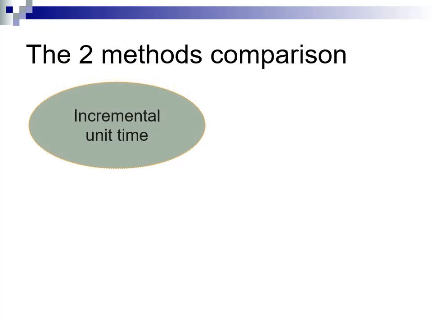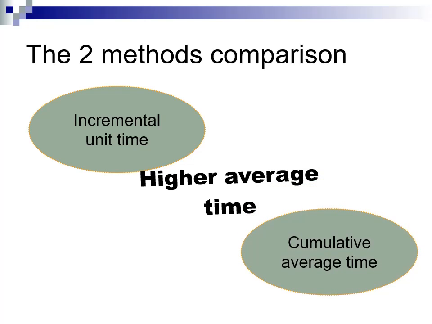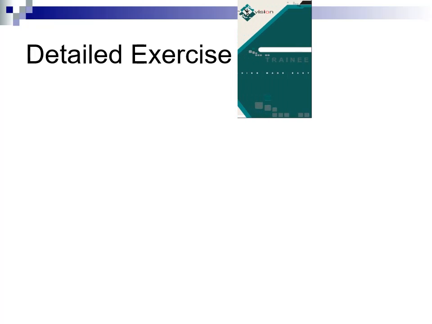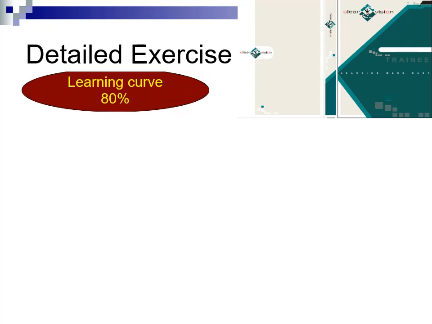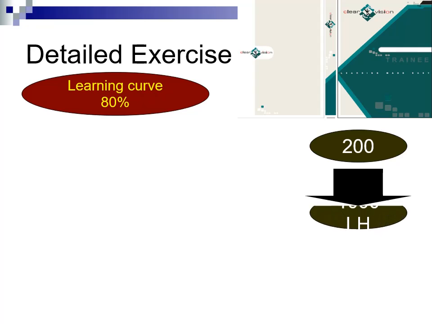Under the same assumptions of both models, the incremental unit time model will predict a higher average time per unit compared to the cumulative average time model. Let's take this detailed example to understand the calculation process. Let's assume that Clear Vision Training Department is planning the production cost for new training folders produced for their clients. Let's assume that an 80% learning curve applied. The first lot of 200 training folders is expected to require 1,000 hours of labor time. The following information is also given.